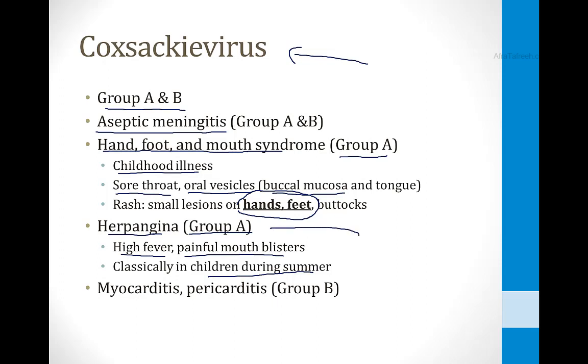What's different is that herp angina generally has a very high fever. Sometimes kids get seizures because the fever is so high, and then herp angina is limited to the mouth. There won't be any rash, and it's also very painful, the lesions that are inside the throat.